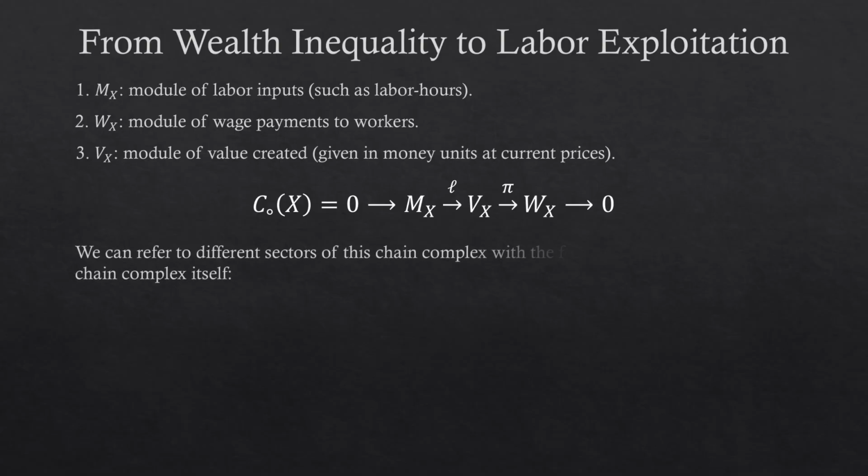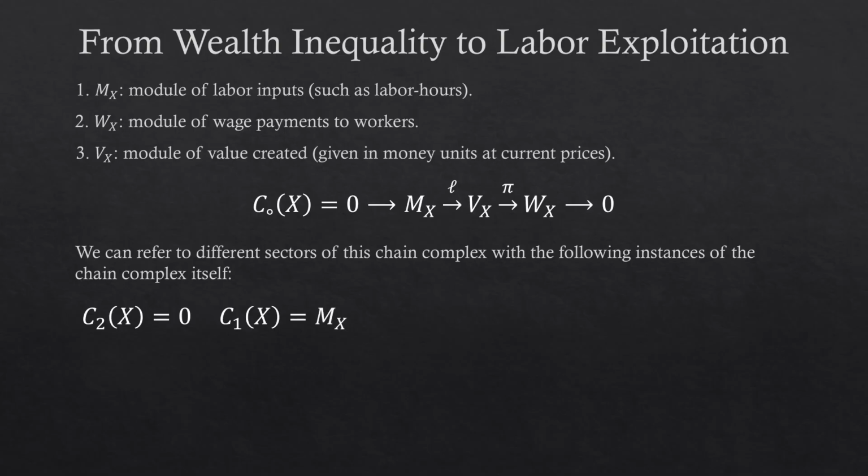We can refer to different sectors of this chain complex with the following instances of the chain complex itself. So C sub 2 of X is equal to 0. Moving over once gives us C sub 1 of X, which is, of course, the module of labor inputs. Shifting over once more, C sub 0 of X gives us the module of value created. C sub negative 1 of X gives us the module of wage payments to workers, and then we go back to 0 with C sub negative 2.